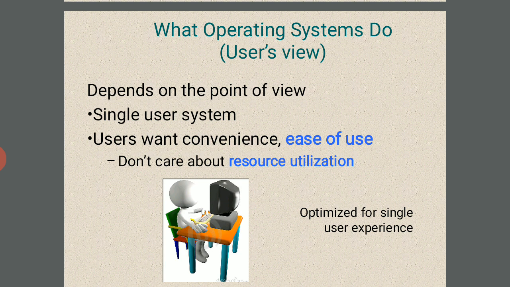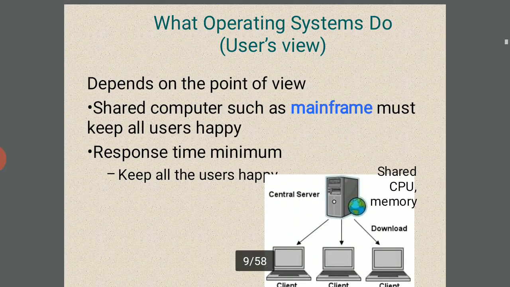Optimizer for the single user experience. So what does the operating system do? It depends on the point of view. A shared computer such as a mainframe must keep all users happy and the response time minimum. So, shared CPU.